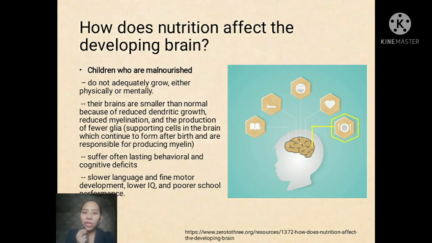How does nutrition affect the developing brain? Children who are malnourished do not adequately grow, either physically or mentally. They suffer often lasting behavioral and cognitive deficits, slower language and fine motor development, lower IQ, and poorer school performance.